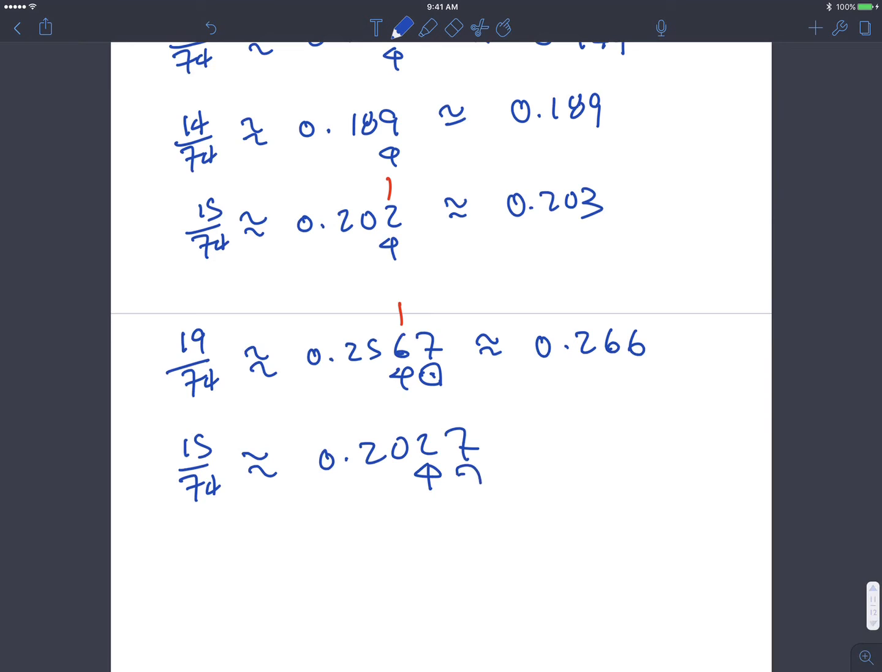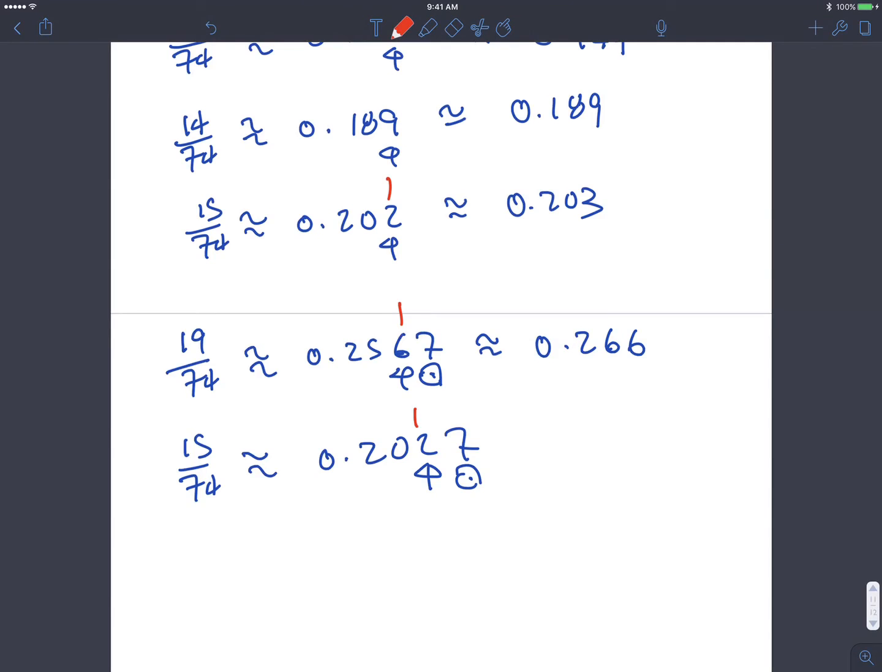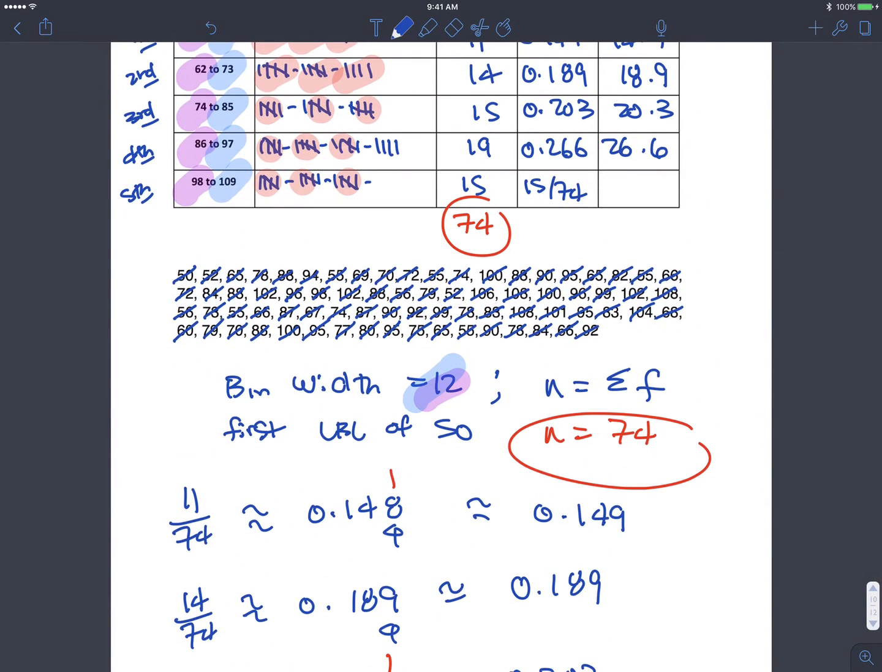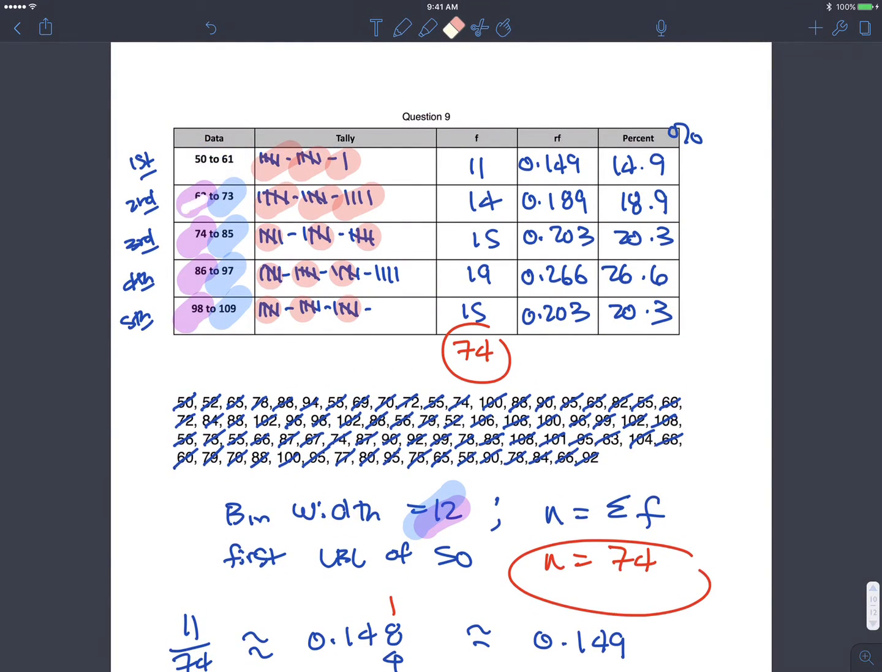0.2027. The 2 is in this position. We're going to add 1. So you have here 0.203, 20.3%. So this is how we've organized our bins here: 14.9%, 18.9%, 20.3%, 26.6%, and 20.3% here.